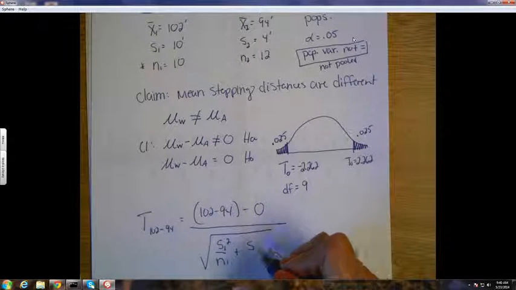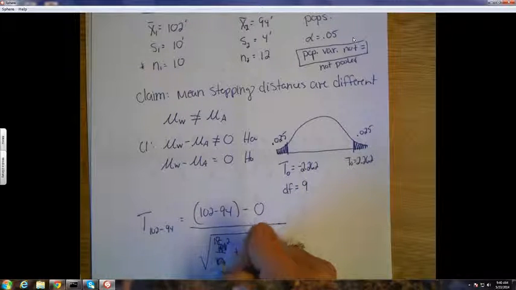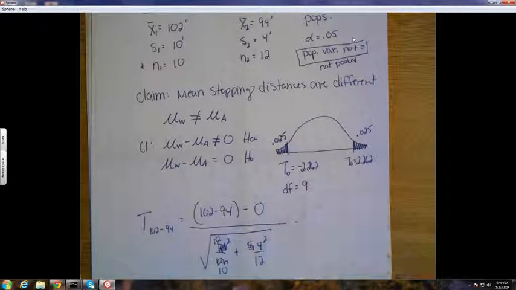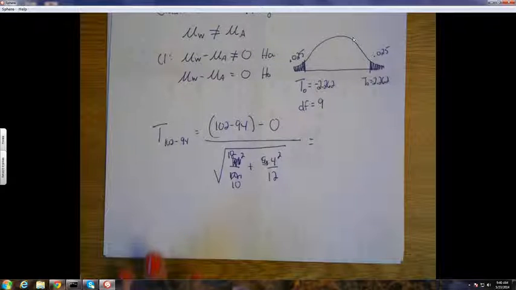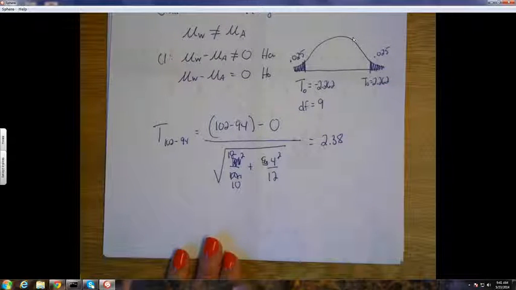Oh, I'm putting F. I want 10 squared over 10, plus 4 squared over 12. That gives .38. I did a few things in my head to save some button pushing.